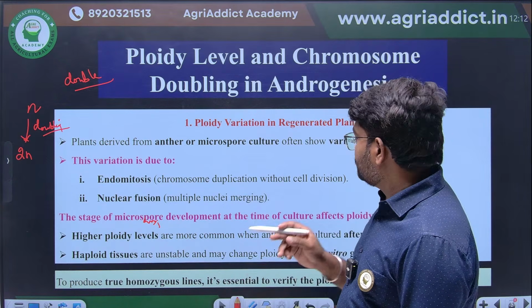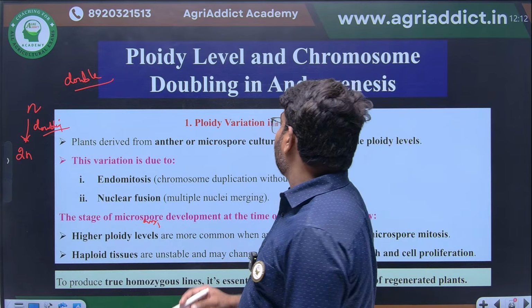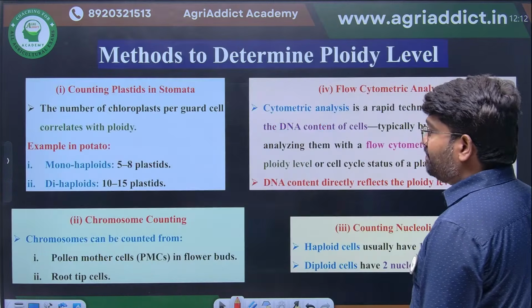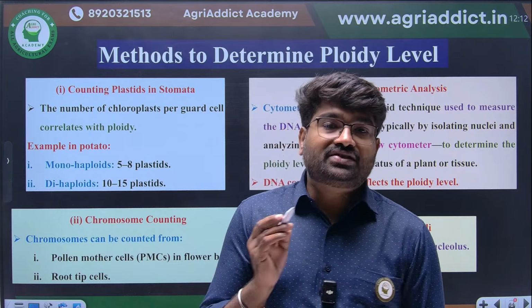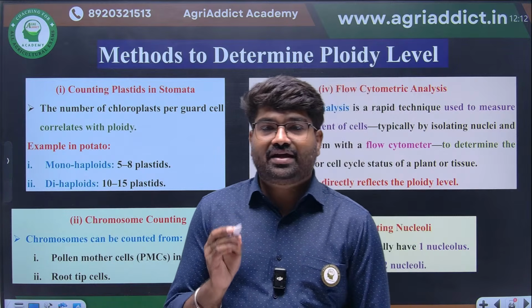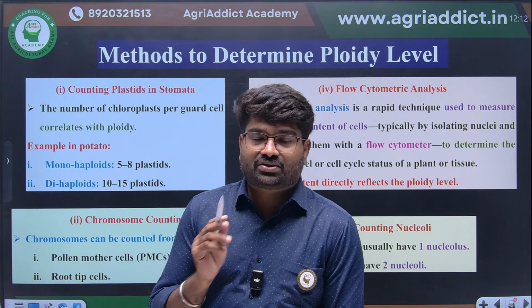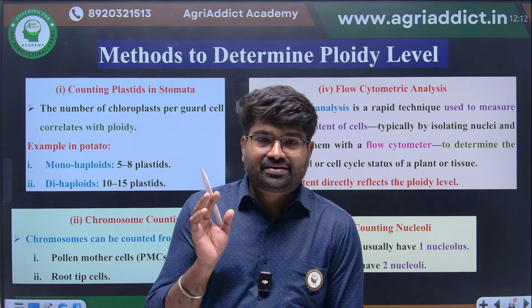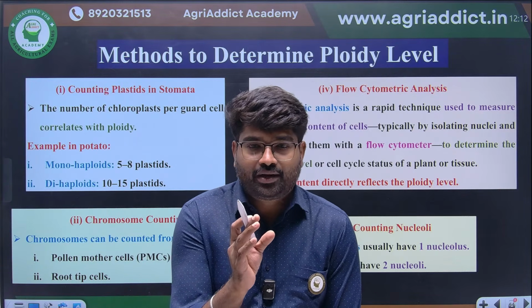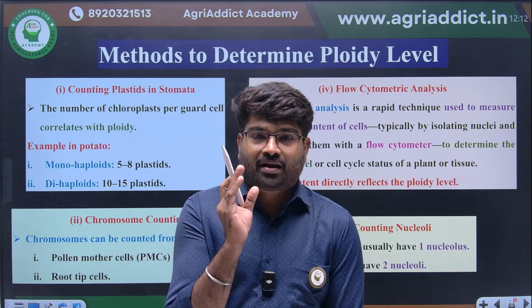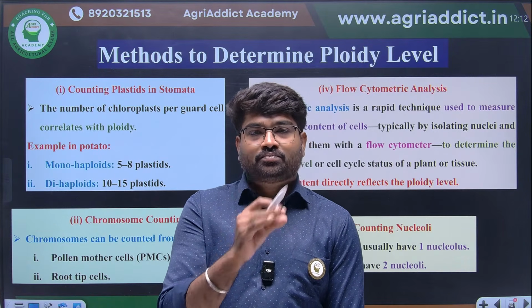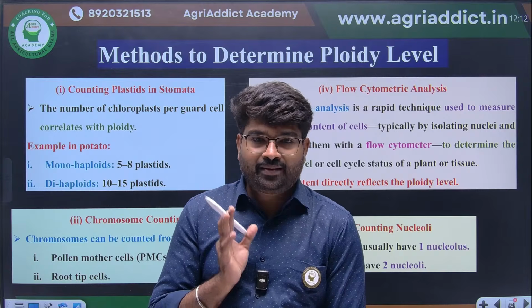So chromosome doubling will be primarily done by colchicine treatment. This is a very important objective question. What colchicine treatment does is inhibit the spindle apparatus or spindle fiber formation. Because of that, chromosome doubling will happen.